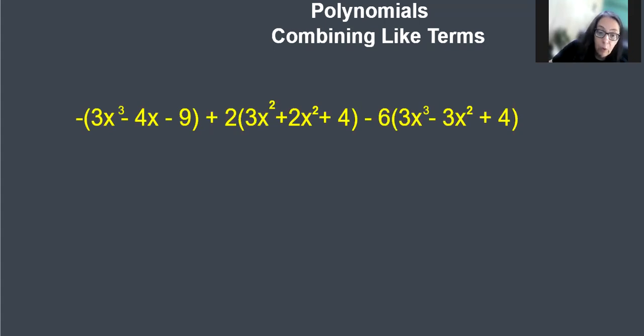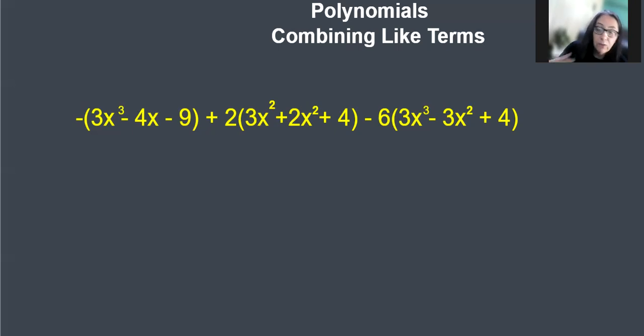Negative times the quantity 3x cubed minus 4x minus 9, plus 2 times the quantity 3x squared plus 2x squared plus 4, minus 6 times the quantity 3x cubed minus 3x squared plus 4. I heard a lot of cubes and squares, so I know I've got some like terms in here that we're going to be able to combine. So let's get started.